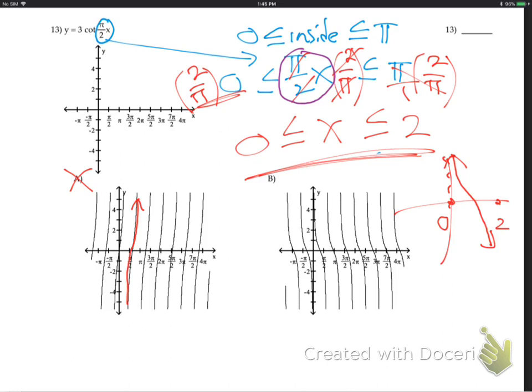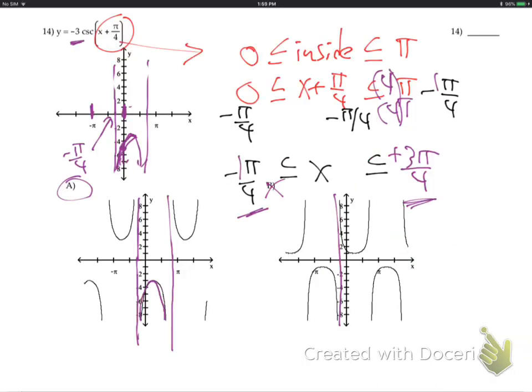Whenever we get x alone, we always get x alone by doing the opposite of whatever's there. So the opposite of multiplied by pi over 2 is multiplied by the upside down. Whereas on number 14, we had something added. So the opposite is subtraction. Really good question. All right, those are tricky, huh?